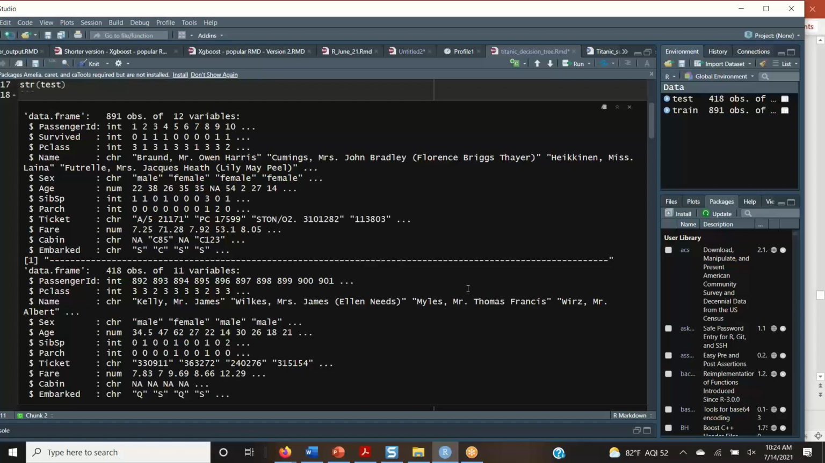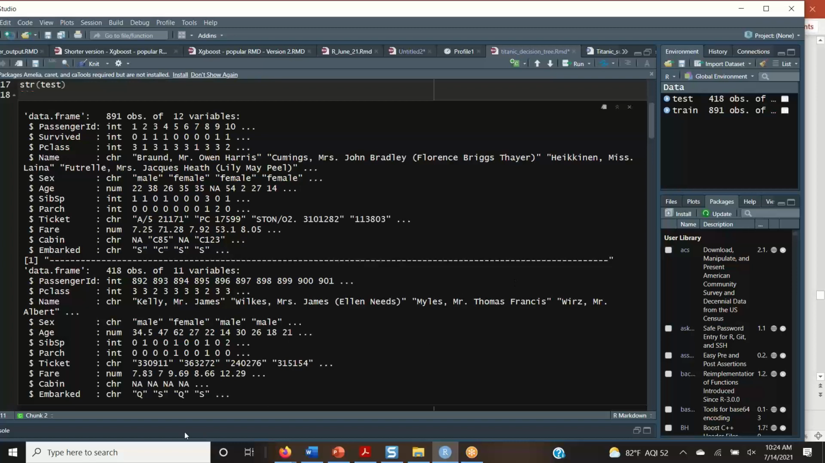Survived is missing. Okay, that is your target variable, the outcome variable you are going to predict. And in the test data set, you are not supposed to have it, right? Because that's how you can validate whether your model is good or not.